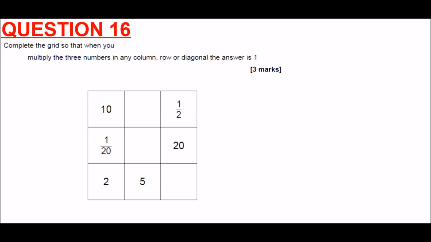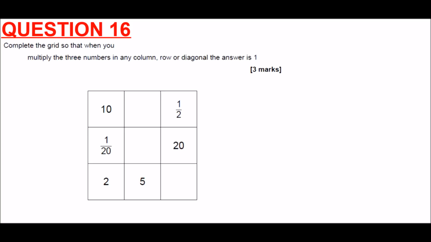Question 16. Complete the grid so that when you multiply the three numbers in any column, row or diagonal, the answer is 1. Wow, this is a question that could really potentially freak you out, because this is a very unstructured question with no obvious way of where to start.